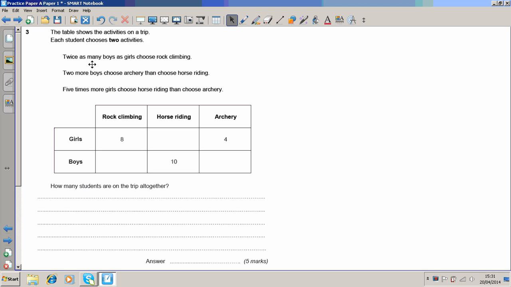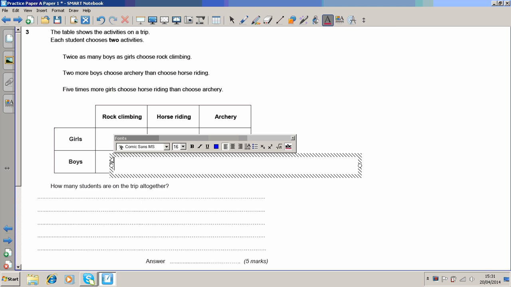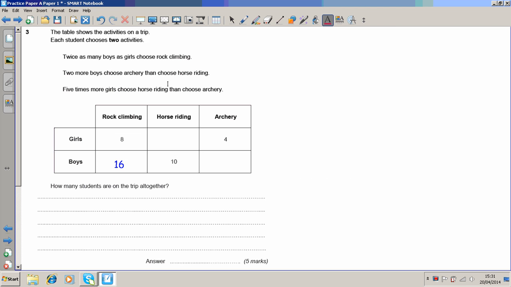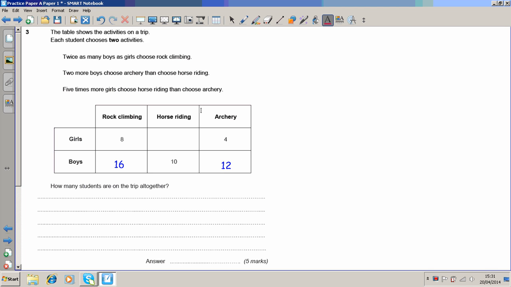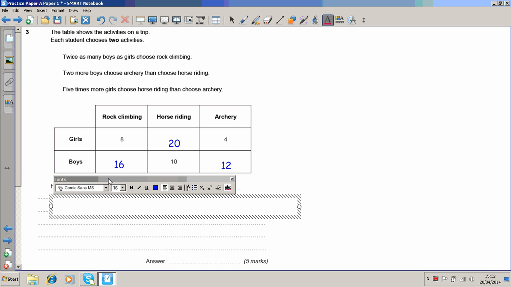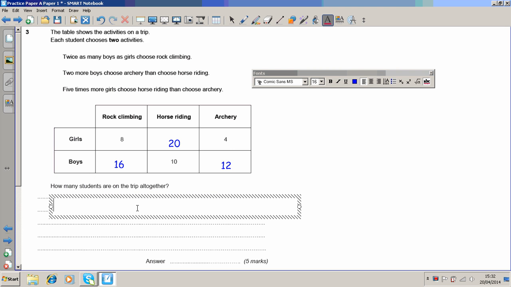3. I like these questions. Just look at a list and work your way through it. The table shows the activities on the trip. Each student chooses 2 activities. Twice as many boys as girls choose rock climbing. So twice as 8 is 16. 2 more boys choose archery than horse riding. So 10 chose horse riding, 12 must choose archery, and 5 times more girls choose horse riding than chose archery. 4 lots of 5 is 20. So that's that. Now how many students are on the trip altogether?